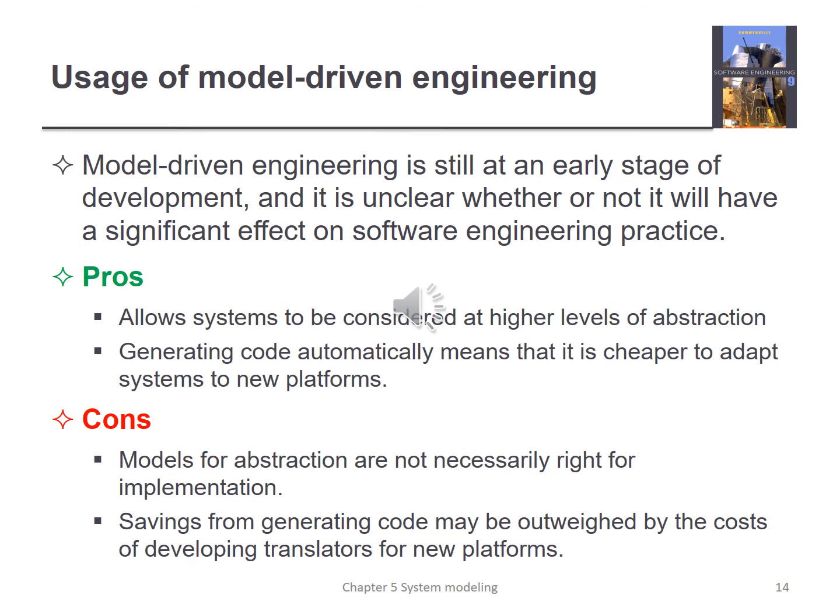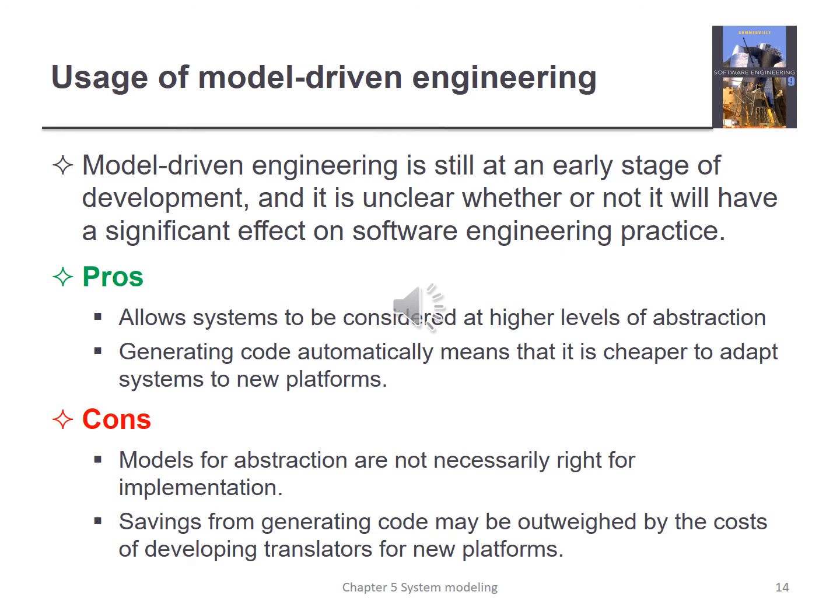But the people who are against this are saying models for abstraction are not necessarily right for implementation. Why? Because with abstraction, there is a lot of ambiguity. There are a lot of unclear things, which is the same problem as natural language when we talked about clarification and ambiguity. And why? Because it is abstract. When somebody gives you something abstract, it depends on your interpretation of it, because there is no detail in that abstraction.